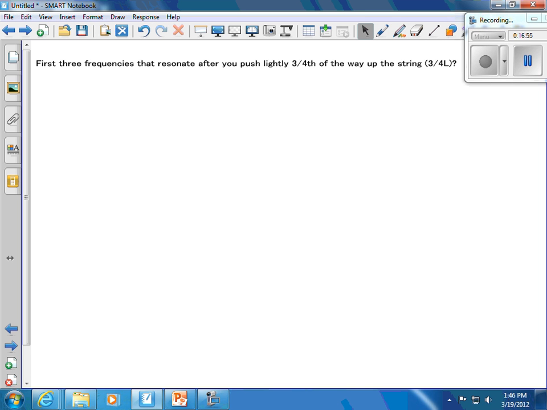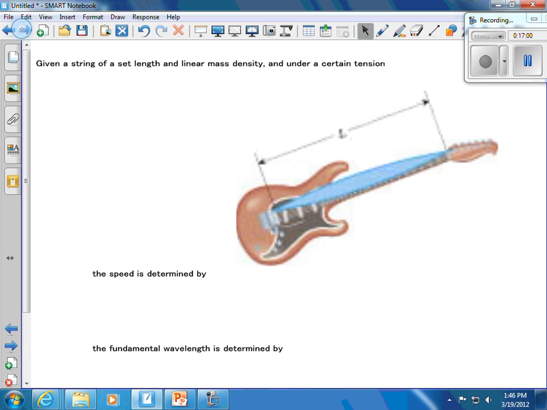What are the first 3 frequencies that resonate after you push 3/4 of the way? Well, 3/4 is the same thing as 1/4. You're just pressing at a node on the other end of the string.